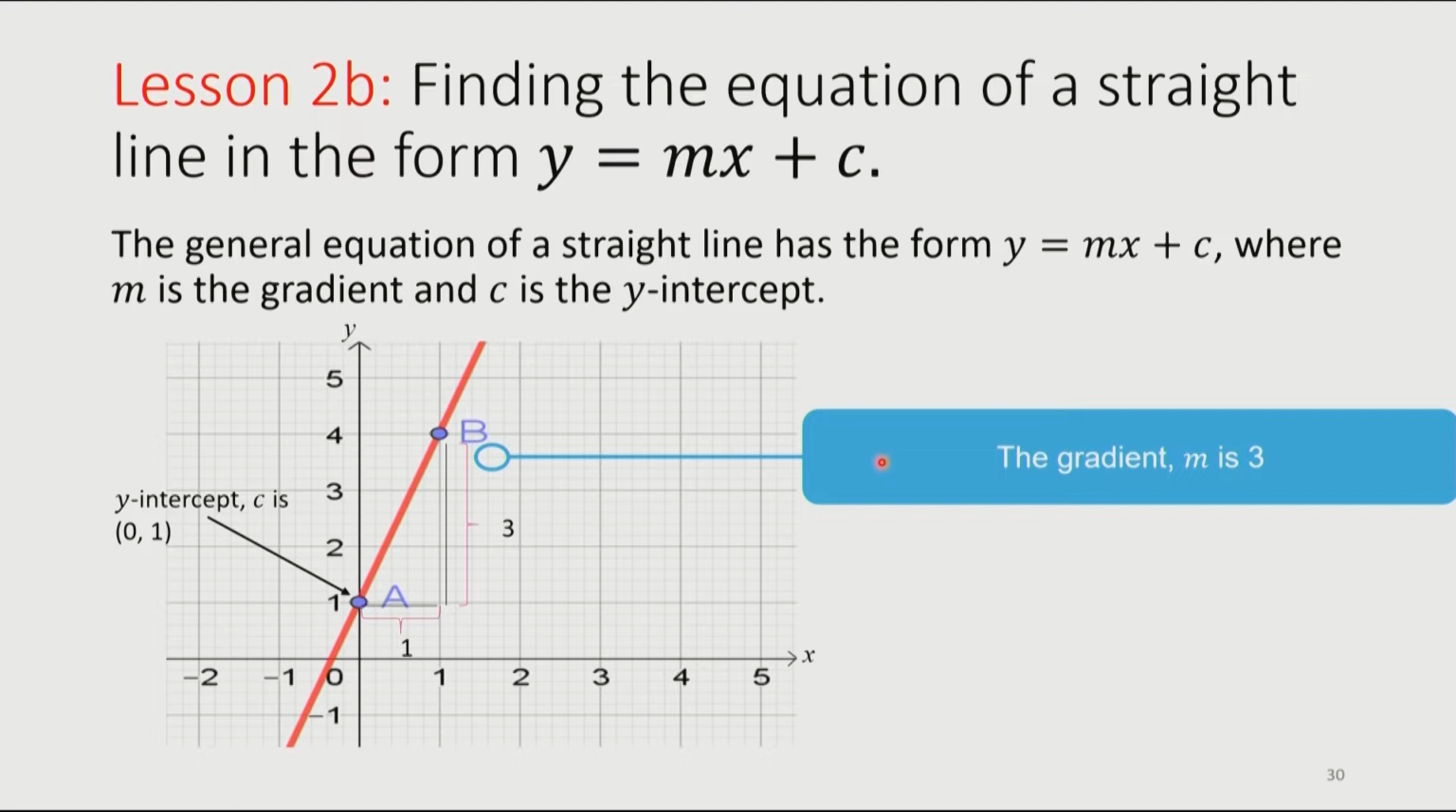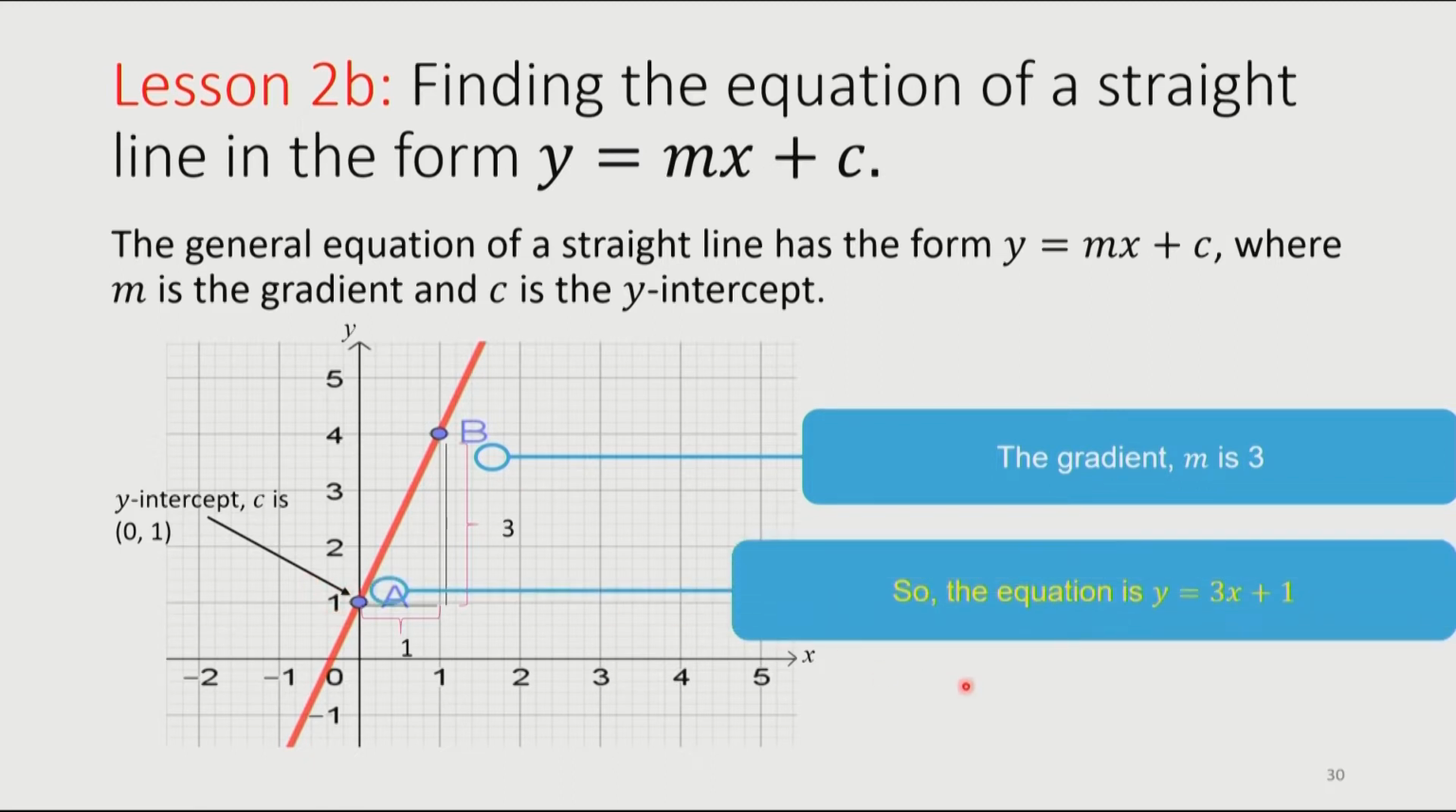So now we know the value of m as 3. We know the value of c as 1. So you just substitute them so that we have our equation as y equals 3x plus 1. So this is the required equation. So m here is 3 and c is 1. So it's just as simple as that.